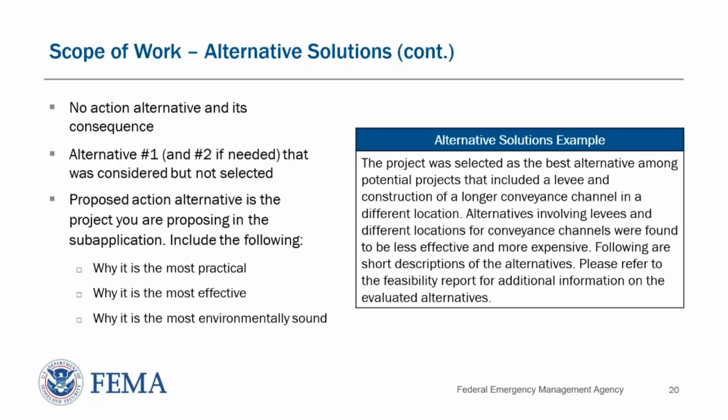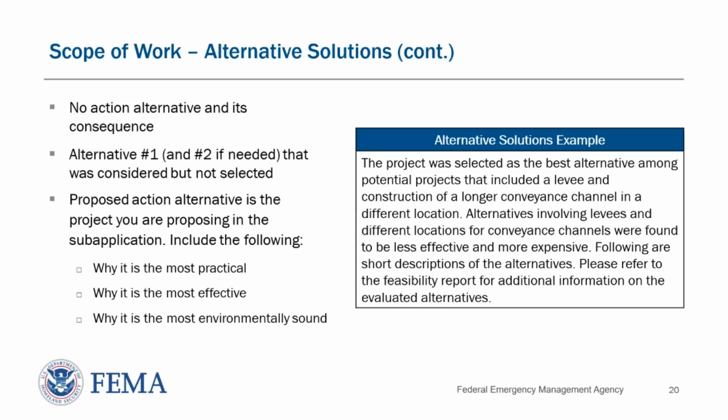The no-action alternative should describe what would happen in the future if no action is taken to mitigate the flooding issue. The alternative project can be something that was feasible but ultimately not chosen for cost, technical feasibility, or other reasons. The proposed action alternative is the project that you are proposing in the sub-application. Explain why it is the most practical, effective, and environmentally sound alternative.